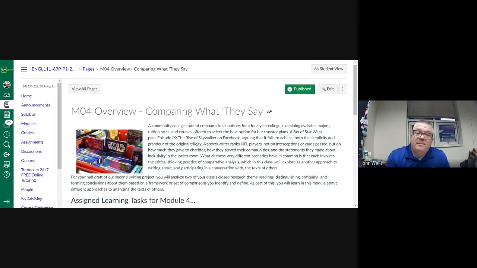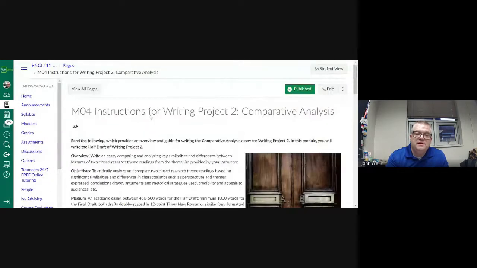So what we are doing in module 4 is the comparative analysis, or comparing what they say. So if we get into the assignment, the big thing that we are doing this module is the comparative analysis. It's the first draft of the comparative analysis. The first draft of the comparative analysis is somewhere between 400 and 600 words. The final draft will be 1,000 words.